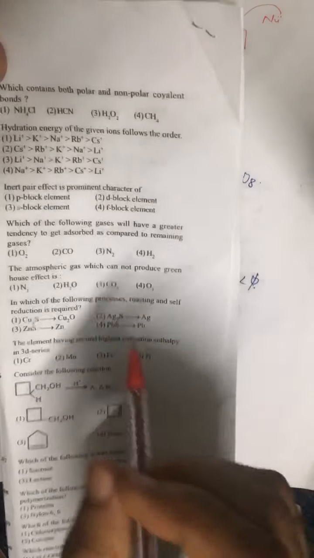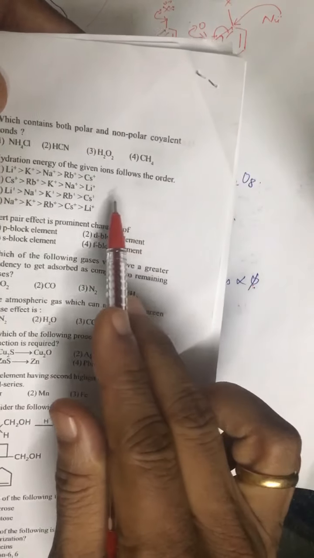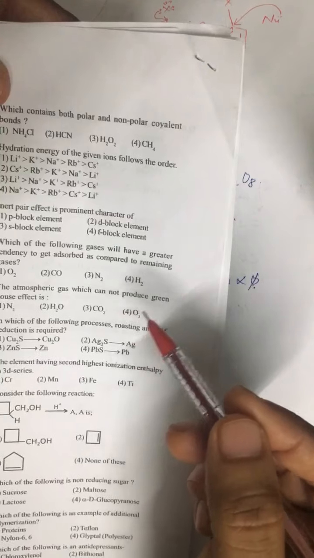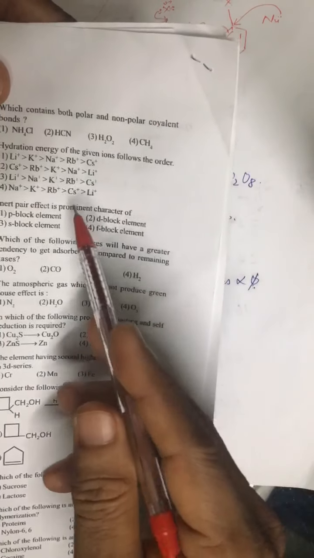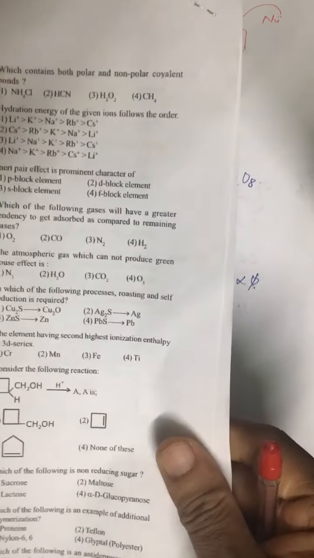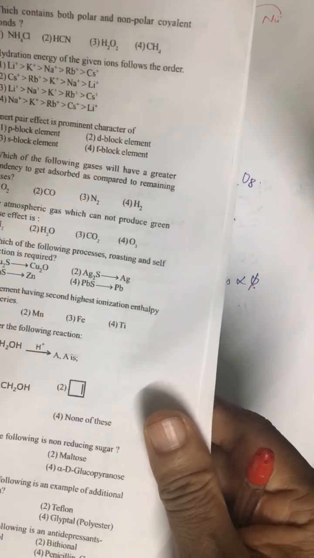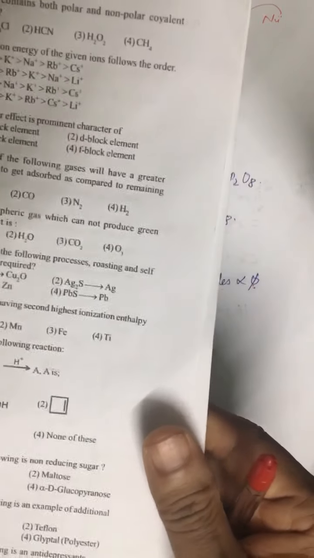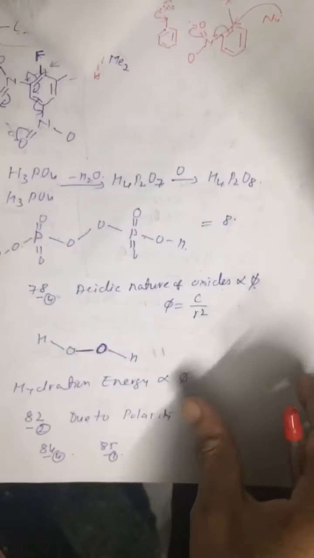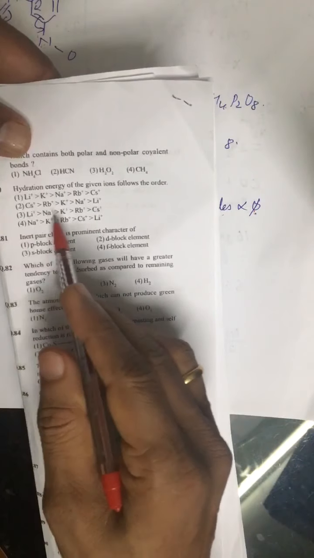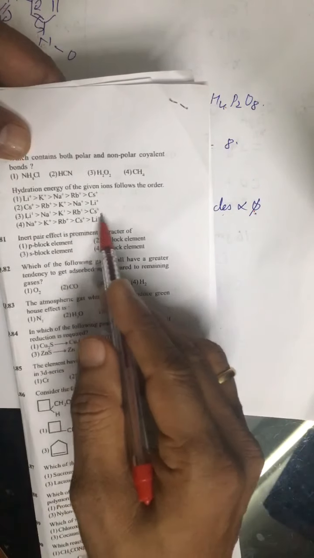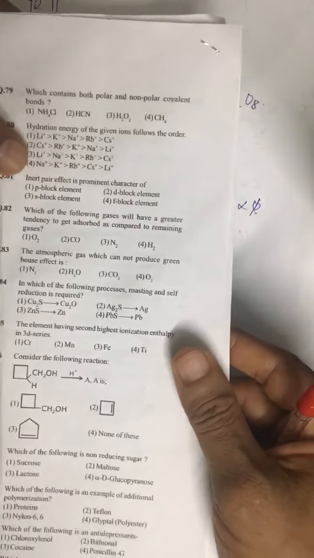Question number 80, hydration energy. That is, when an ion is dissolved in water, these ions get surrounded by water molecules, and due to attraction between these cations and H2O, some heat is released which is called heat of hydration, and it is directly proportional to phi value. So heat of hydration is directly proportional to phi value. Li positive is having highest, and this is the order, third option. Li positive, Na positive, K positive, Rb positive, and Cs positive.